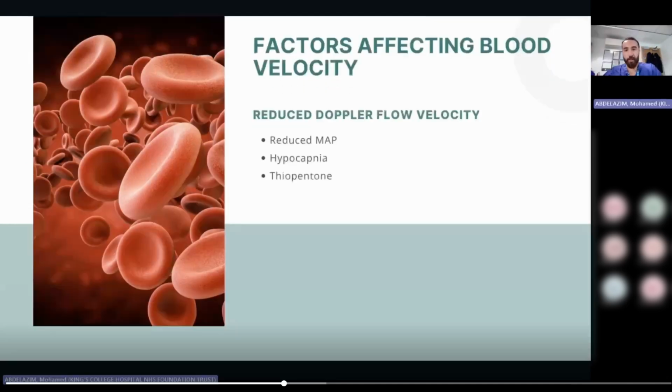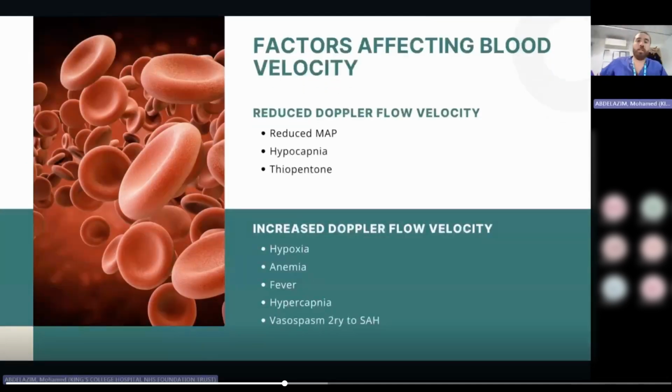Right, some of the factors that might affect blood velocity. If you've got, for example, a reduced Doppler flow velocity, that could be as a result of hypoperfusion, reduced mean arterial pressure, which does make sense. Hypocapnia as well, due to the cerebral vasoconstriction that happens as a result of the low CO2, and thiopental as well is known to cause low velocity.